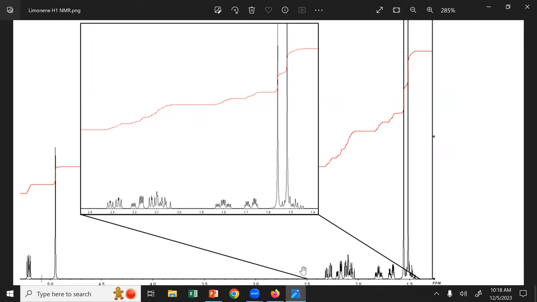Okay. I don't have the color with me right now, on that screen. It could be two methyl groups. They're a little bit higher. Usually we see methyl groups below one. Okay. Right?